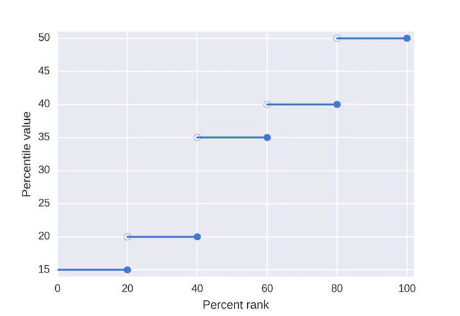A percentile calculated using the nearest rank method will always be a member of the original ordered list. The 100th percentile is defined to be the largest value in the ordered list.